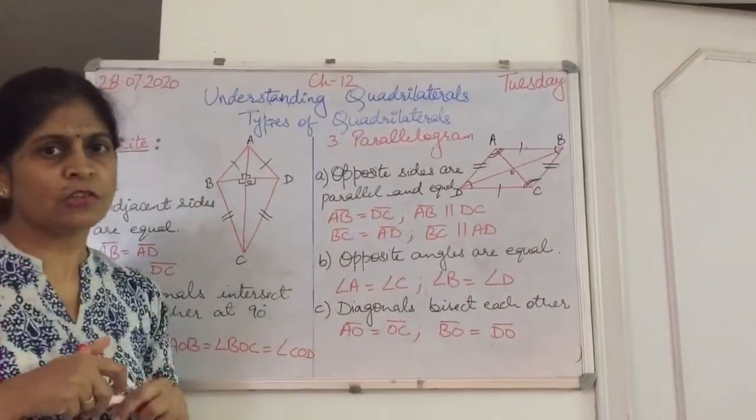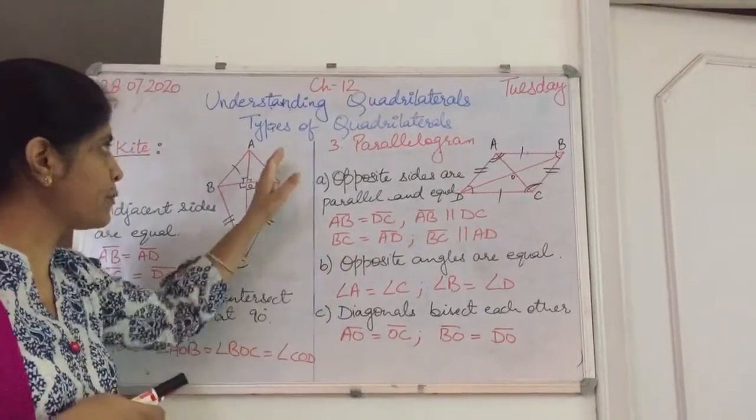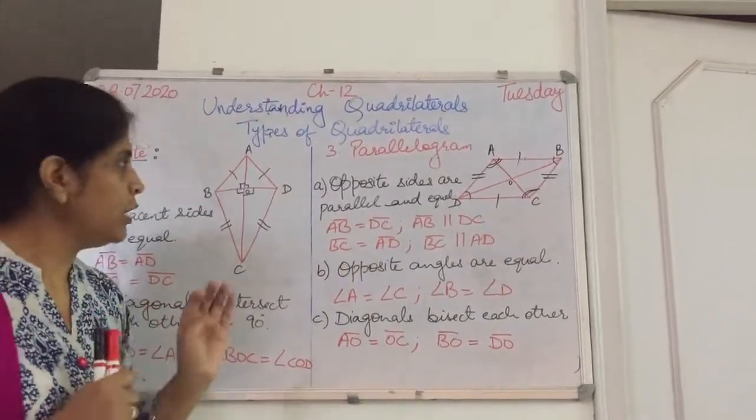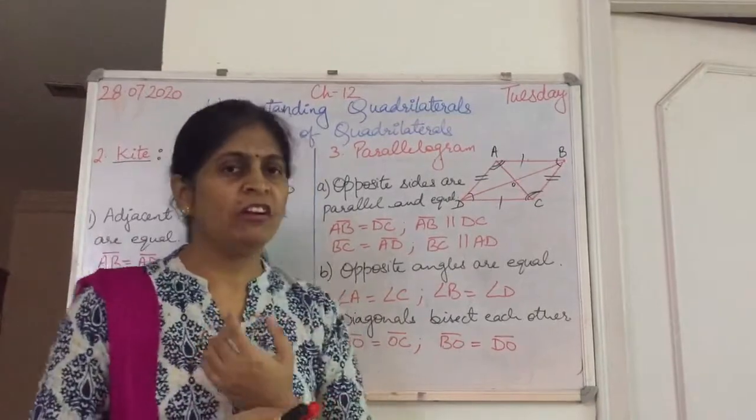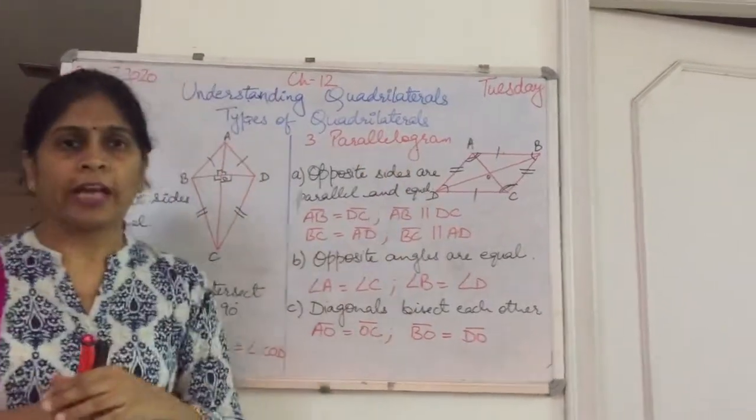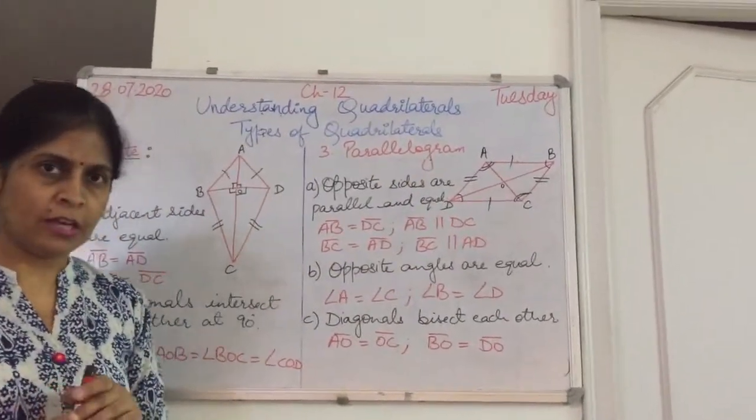Clear about this? So we have completed the types of quadrilateral, the basic three. In the next period, we will discuss the types of parallelograms. Clear? Thank you.